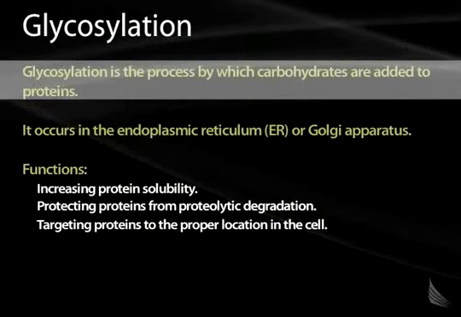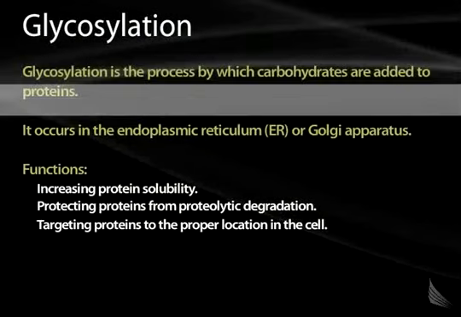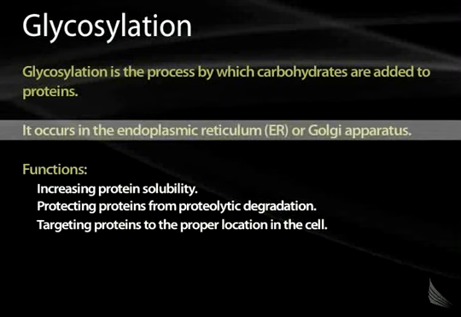Glycosylation is the process by which carbohydrates are added to proteins. Now, glycosylation occurs in the endoplasmic reticulum or in the Golgi apparatus, and particularly occurs to proteins which are being secreted from the cell or targeted to particular intracellular compartments.